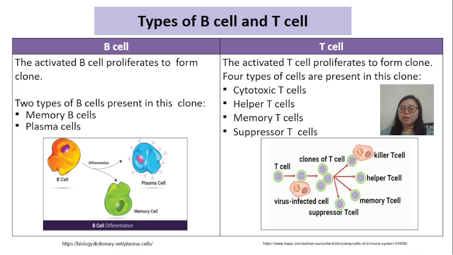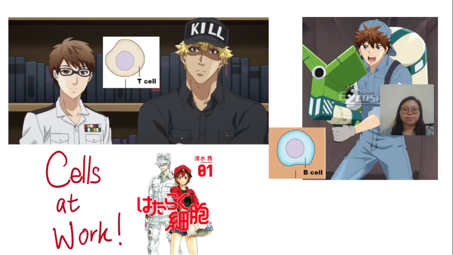It might become cytotoxic T cell, it might become helper T cells, it might become memory T cells, it might become suppressor T cell. So suppressor T cells are also known as activated cytotoxic T cells.